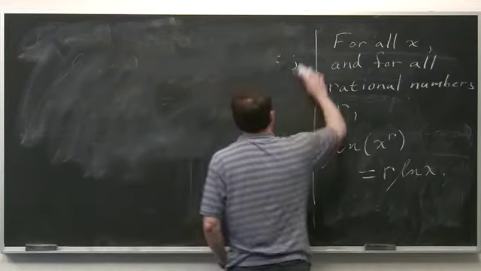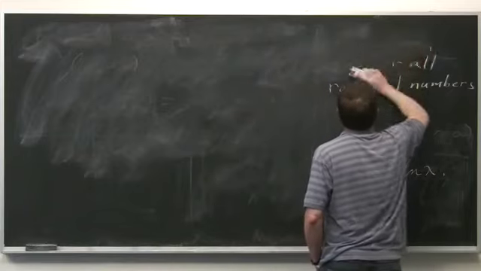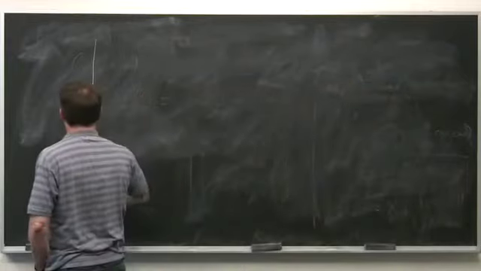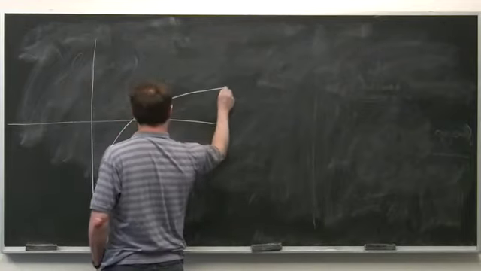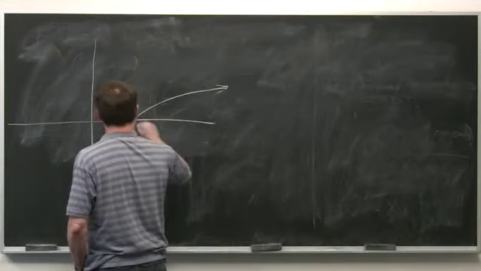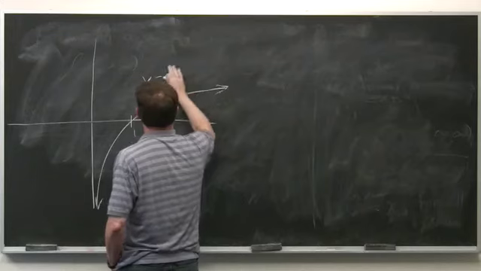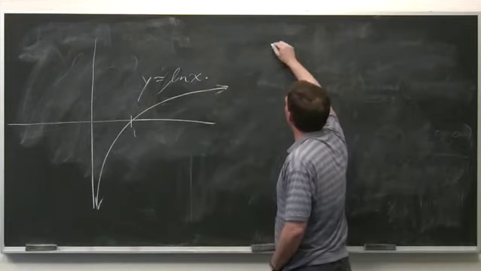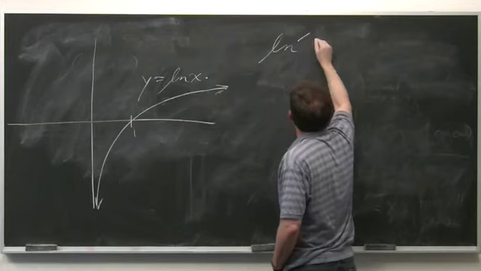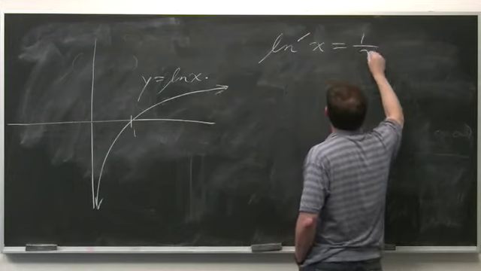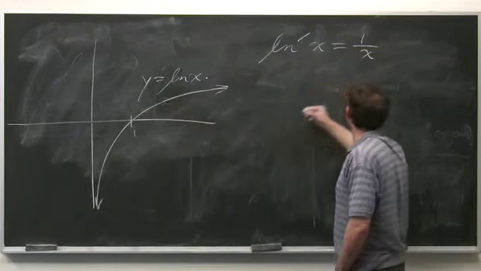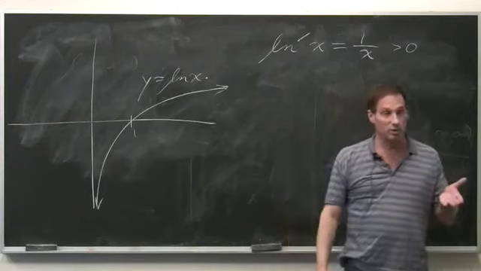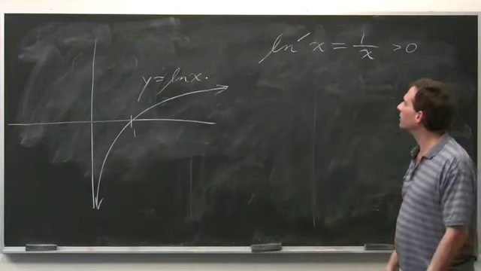We saw from the graph that ln of x should be increasing and that its graph should be concave down. Why is that true? Well, we just saw that the derivative of natural log of x is 1 over x, and this is only for x greater than 0. If x is greater than 0, 1 over x is greater than 0. So yes, the first derivative is greater than 0. Natural log is strictly increasing.